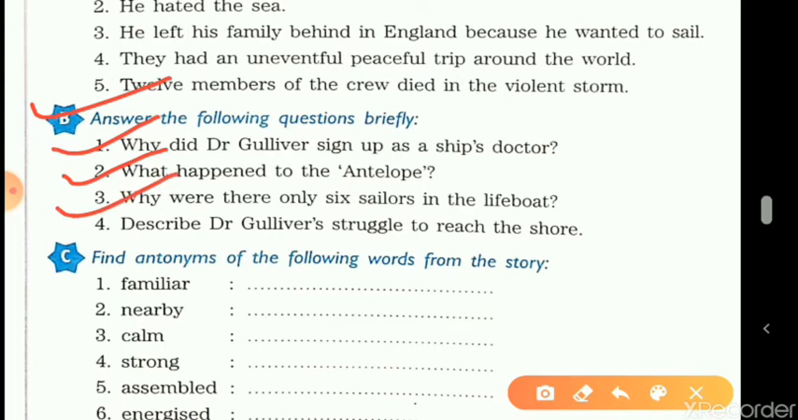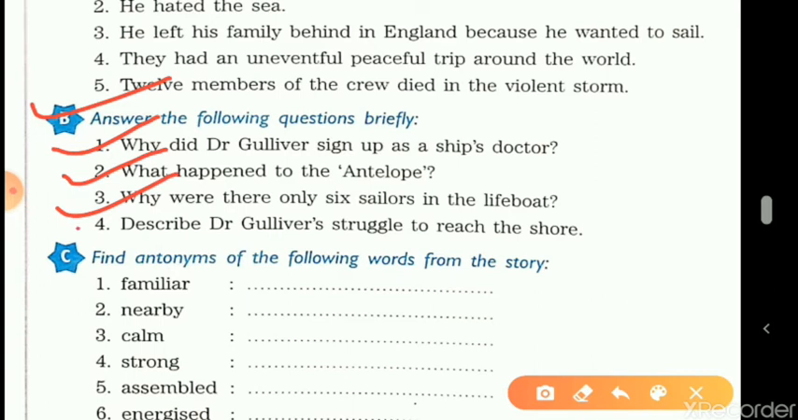Question number 3. Why were there only 6 sailors in the lifeboat? Answer. Poor food and too much work while braving the storm caused the death of 12 of the crew of the ship Antelope. So, there were only 6 sailors in the lifeboat. Once again, I'll repeat the answer for you. Poor food and too much work while braving the storm caused the death of 12 of the crew of the ship Antelope. So, there were only 6 sailors in the lifeboat.